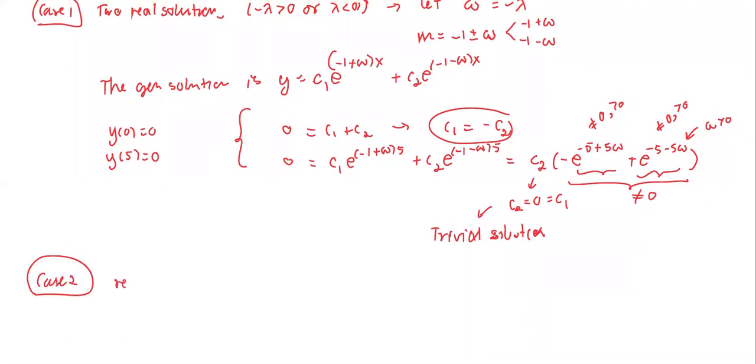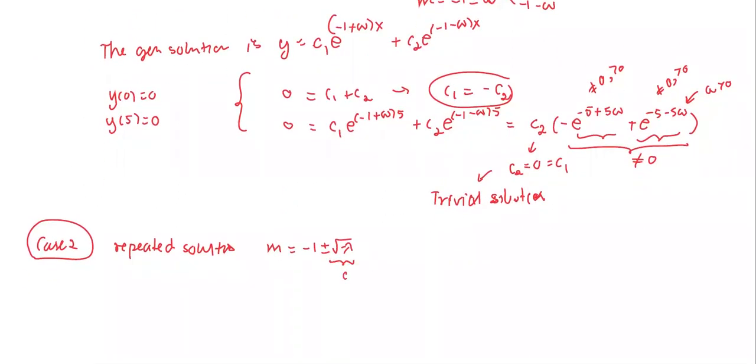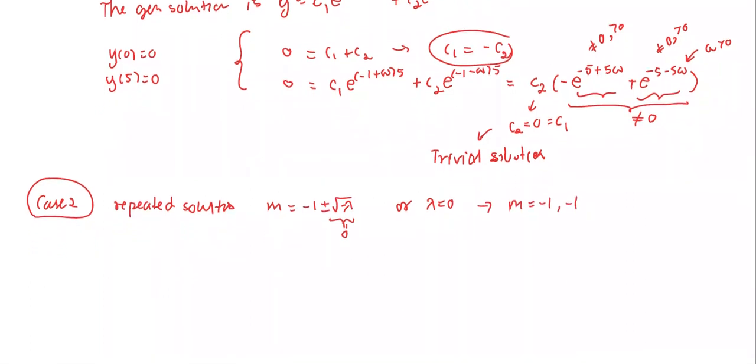the case where you have the repeated root, or repeated solution. From m equals negative 1 plus or minus the square root of negative lambda, to get repeated roots you make this 0, or lambda equals 0. If lambda equals 0, m is going to be negative 1 and negative 1. So then the general solution for case 2 is y equals c1 e to the negative x plus c2 e to the negative x multiplied by x.